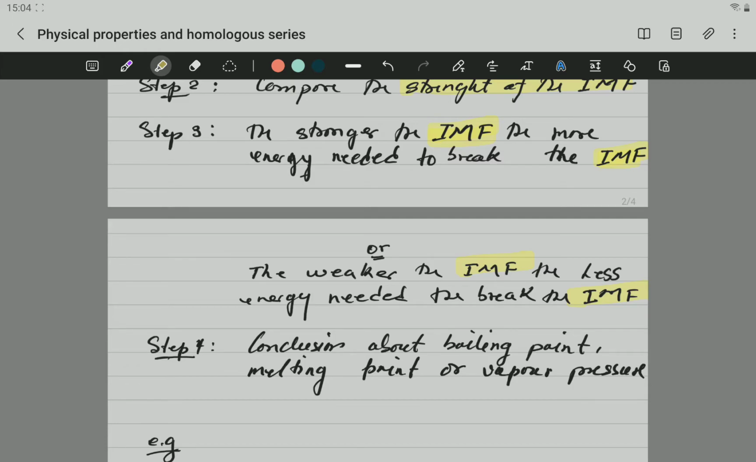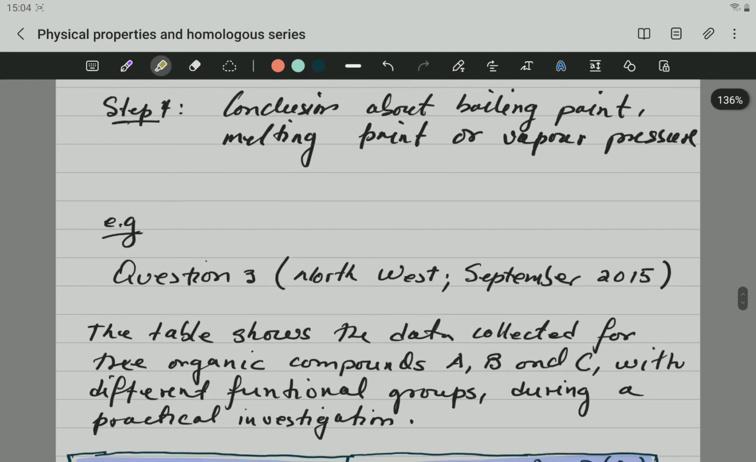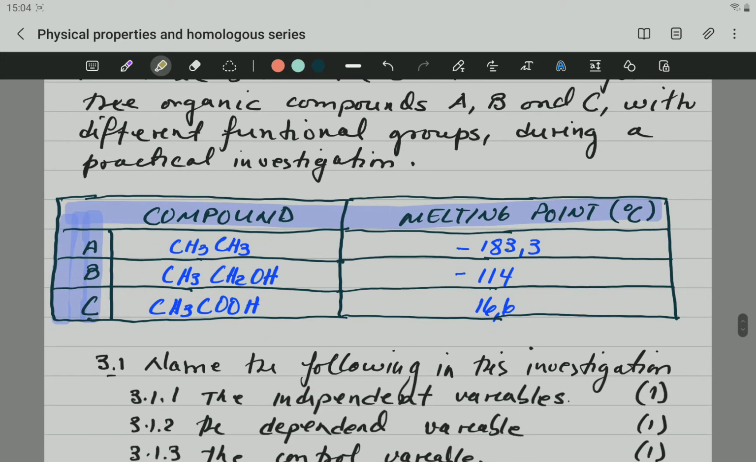Okay, so let's see one example of how this question could be asked. Let me just zoom a little bit for all of you. I'm sorry about that. This is question 3 from Northwest, September 2015. It's a good question. We're going to look at that one. The table shows the data collected for 3 organic compounds, A, B, and C, with different functional groups during a practical investigation. Here's a table. You have compound A, B, and C, and you have here melting point on the right hand side.